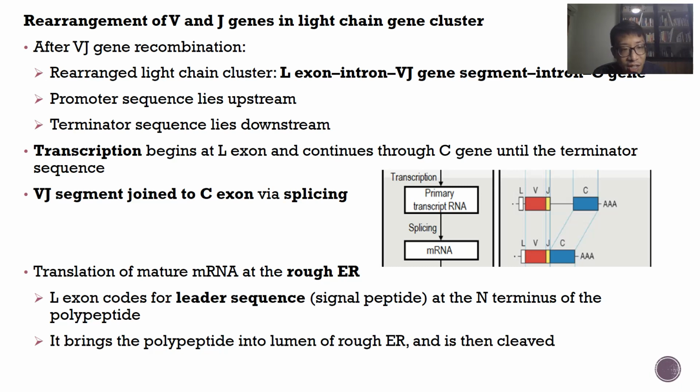Okay, so after translation, the L exon will code for the signal peptide, or the leader sequence, which will then guide the elongating polypeptide into the lumen of the rough ER. After which the leader sequence is cleaved away. Then the rest of the polypeptide would continue translation. So the VJ part would be translated into the variable region of the light chain polypeptide. The C exons, the C part, would be translated into the constant region of the light chain polypeptide.